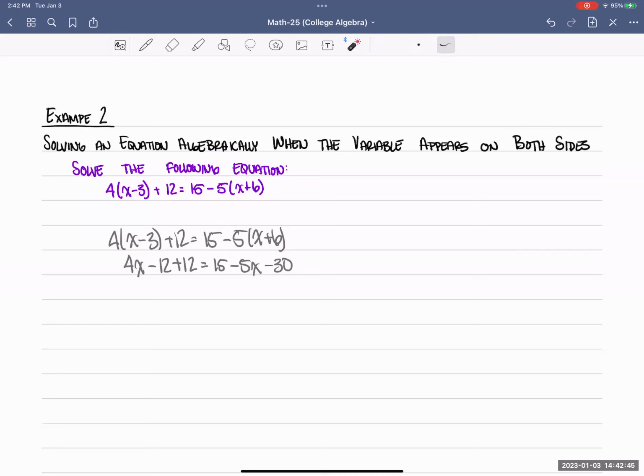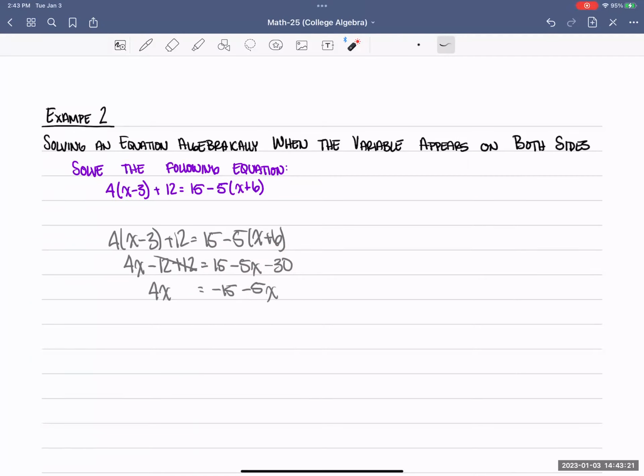And now before we move things over, I see that we could simplify on this side. We could also simplify over here on this side. So combining like terms, we have 4x because the 12s subtract out. 15 minus 30 gives us a negative 15 minus 5x. And now in the previous problem, we had the variable over on the left side. So I think it would be really easy to move this over to this left side.